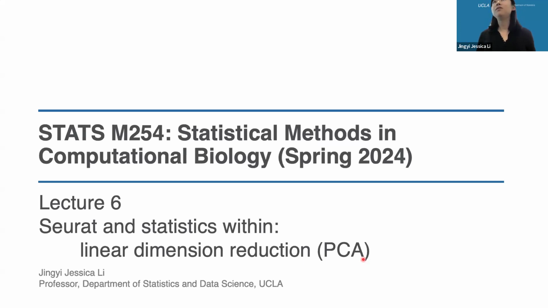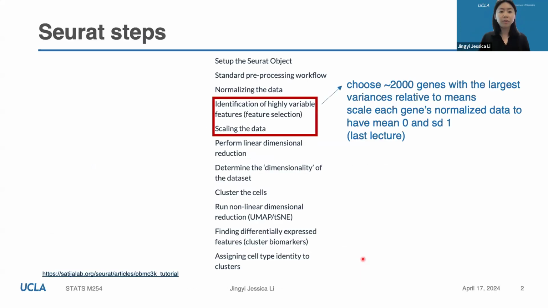So I think knowing how to use PCA doesn't mean that if PCA does not work for you, you know how to modify it or change it to something else that works better for your data. Okay, so what we have done last lecture was the identifying of highly variable genes. As a very quick recap, why we want to do this.